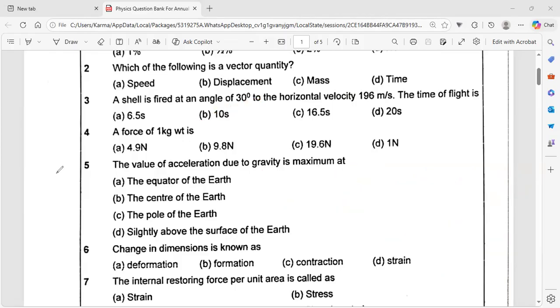A force of 1 kilogram weight is the force on 1 kilo. So 1 into 9.8 Newton, which is around 9.8 Newton. Precisely 9.8 Newton.